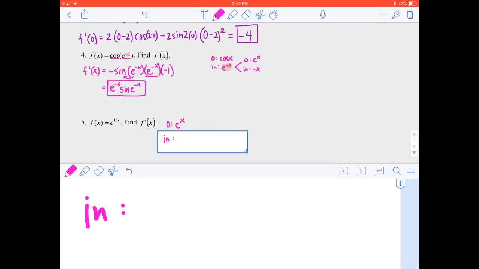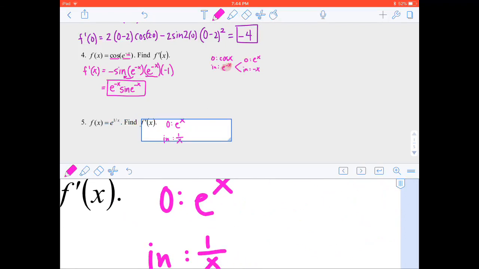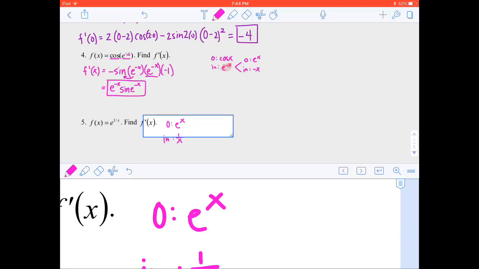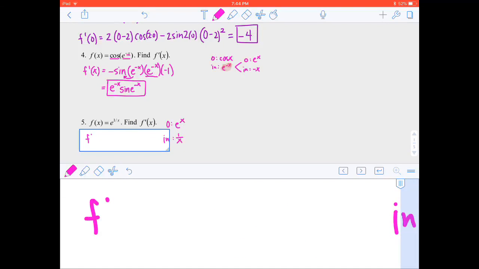Our inside function is 1 over x. So we're going to take the derivative of the outside. Derivative of the outside of e to the x is just e to the x. So we have f prime of x is equal to e to the x, but we need to keep the inside, so it's going to stay e to the 1 over x times the derivative of the inside.